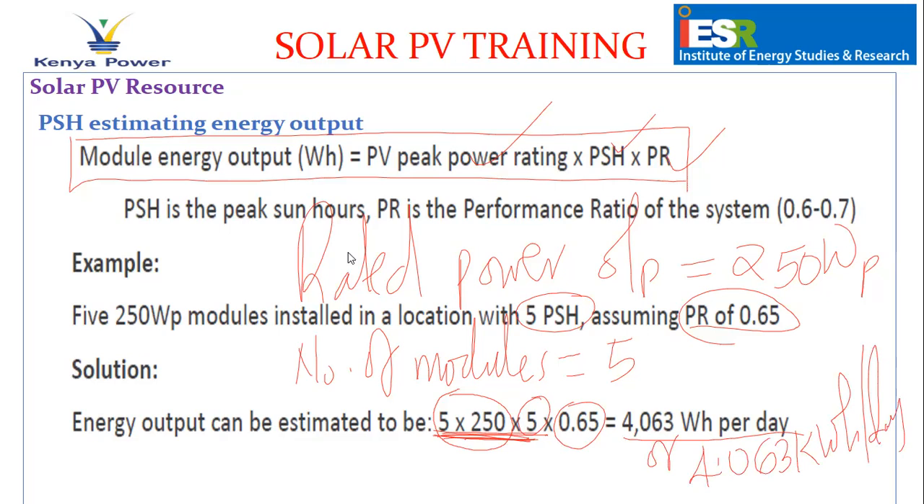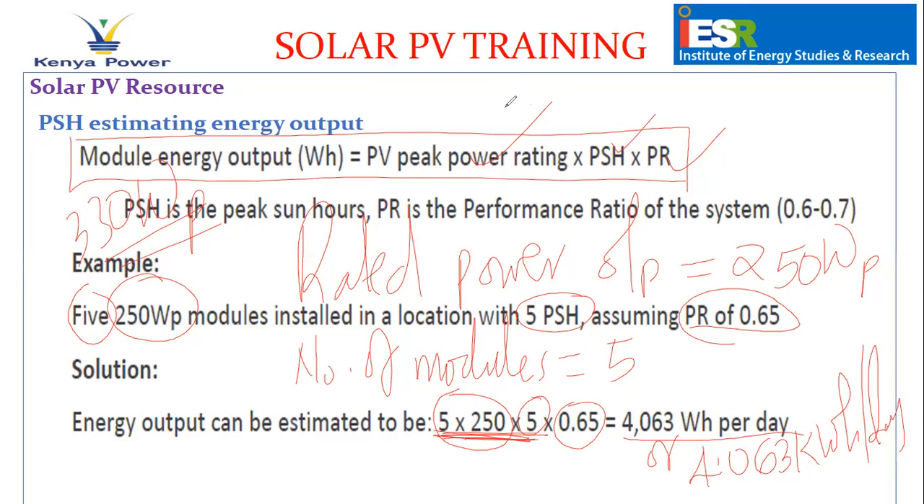I would want us to quickly try. Let's change now this one to 330 watt peak module, and we still retain 5 modules. So give me the total energy output when we have 5 330 watt peak modules installed still in a location that has got 5 peak sun hours, and assuming a performance ratio of 0.65. Let me check on the chat area there.